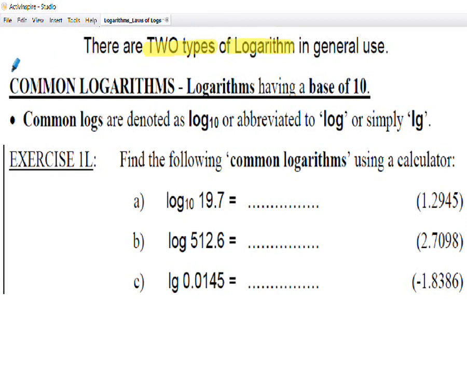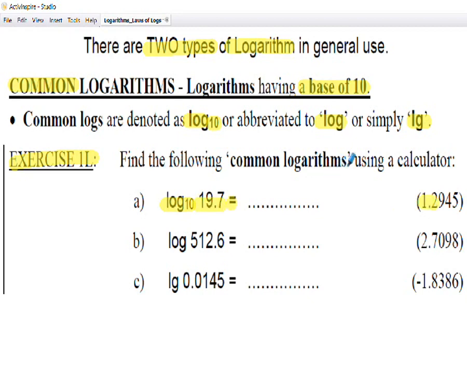The first one is the common logarithm, that's log to the base of 10, denoted as log with a suffix 10, or simply log, we default to 10, or simply LG. Exercise 1L has a few examples if you want to try them on your calculator of using the common log key, the LOG key.